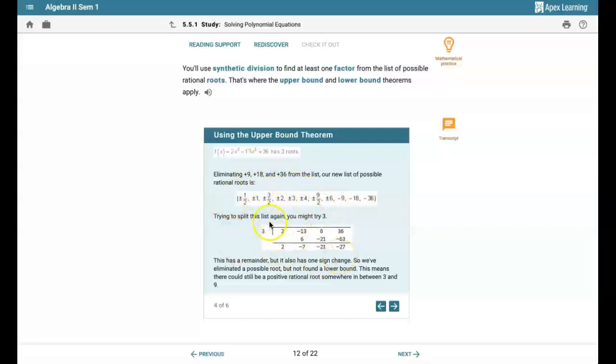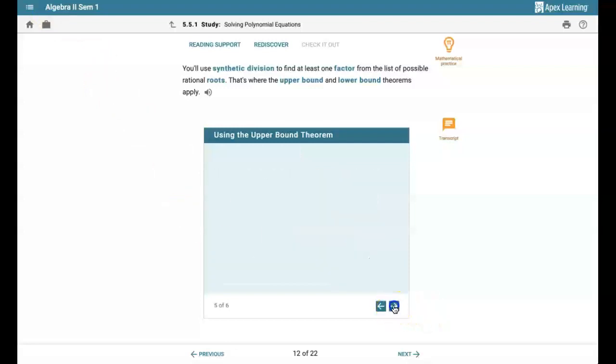Then you run through and do your synthetic division. This one has a remainder, so that means it is not a real root. And it has a sign change. It goes from positive to negative, and it's not alternating. It's just one. Therefore, we have not found a lower bound. So still, it can be anywhere from basically 9 to 3, and then anywhere lower than 3.